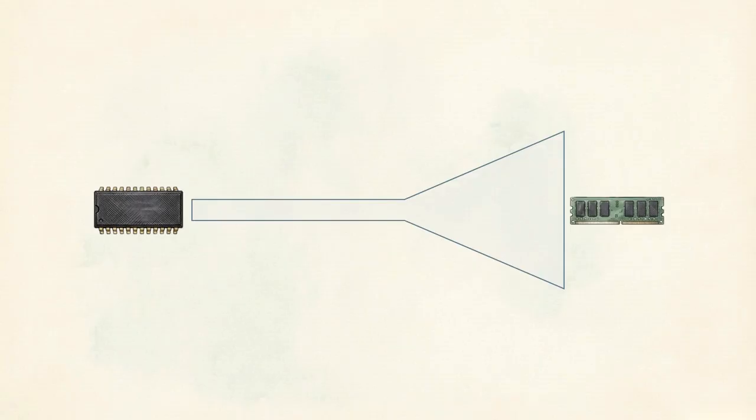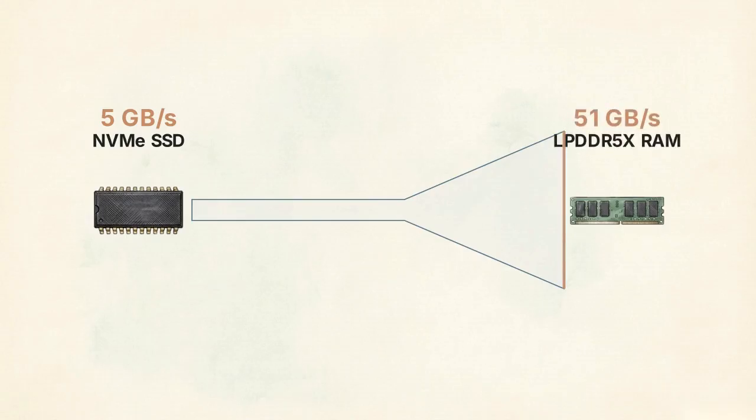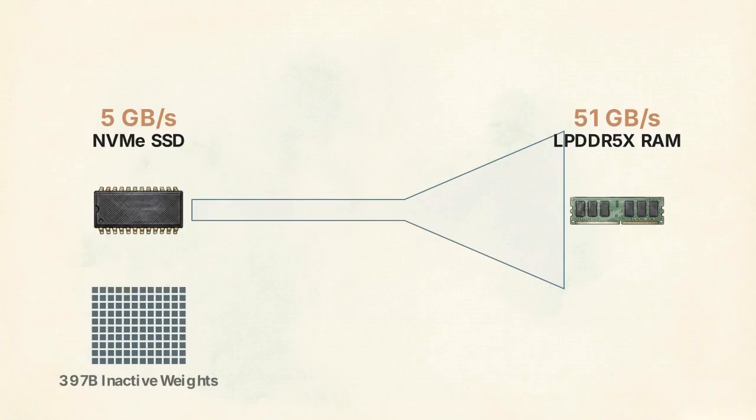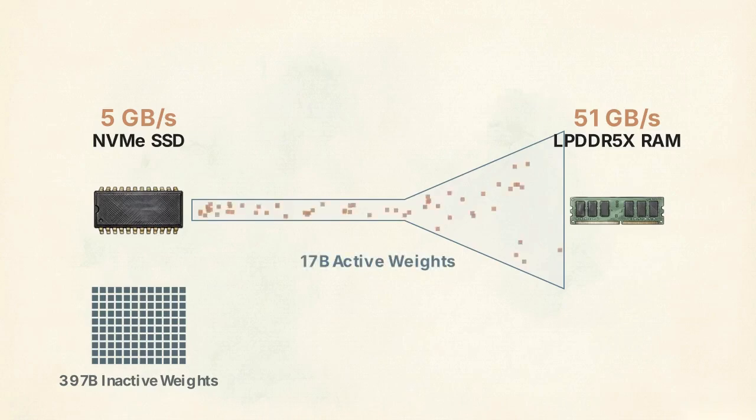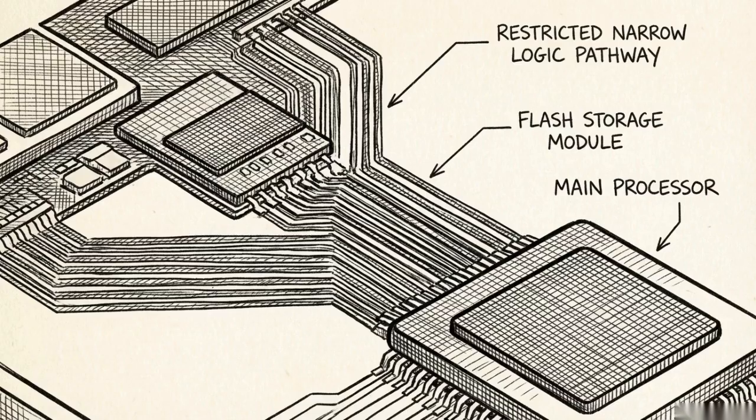This pipeline diagram shows the device's internal bandwidth gap. The NVMe solid-state drive can read data at roughly 5 gigabytes per second. NVMe is a high-speed storage protocol used for permanent data retention, but the phone's working memory expects an intake speed of 51 gigabytes per second. To make the execution fit, the inactive expert weights are stored permanently on the flash drive. When the router requests them, the 17 billion active weights are piped directly into RAM through that narrow 5 gigabyte per second connection. That 10-fold gap in bandwidth explains the 0.6 tokens per second execution speed.